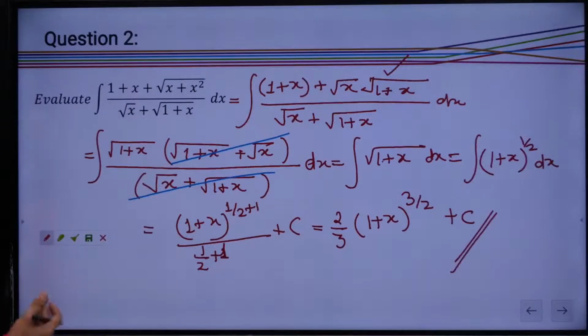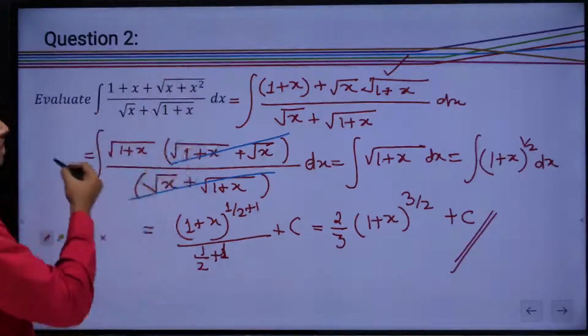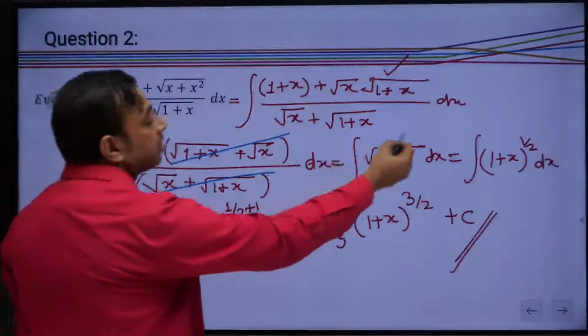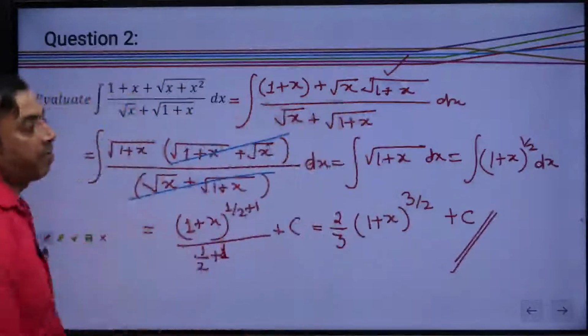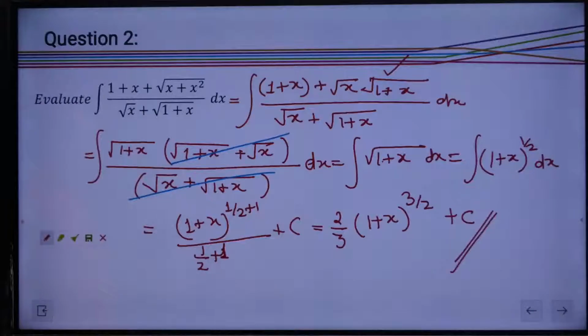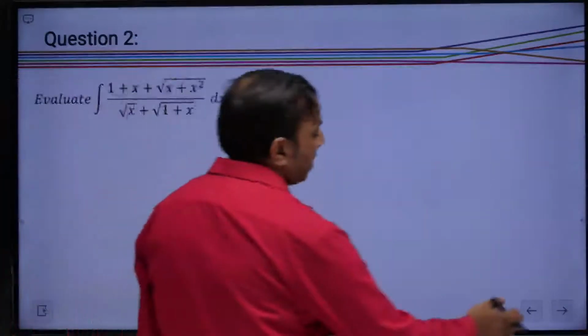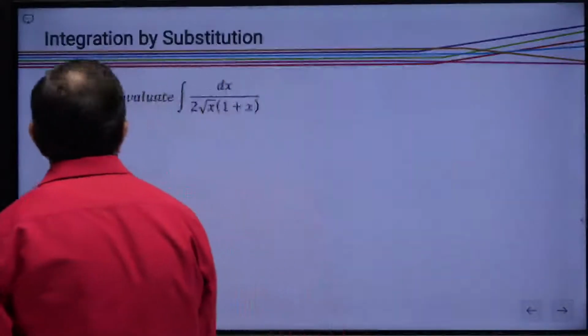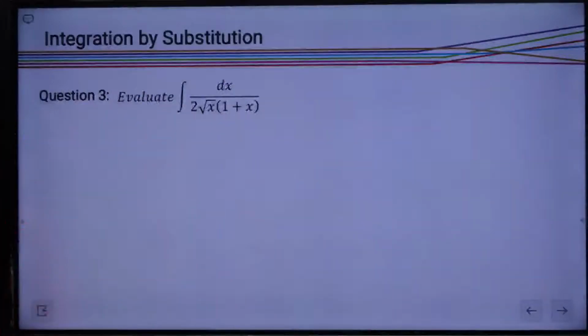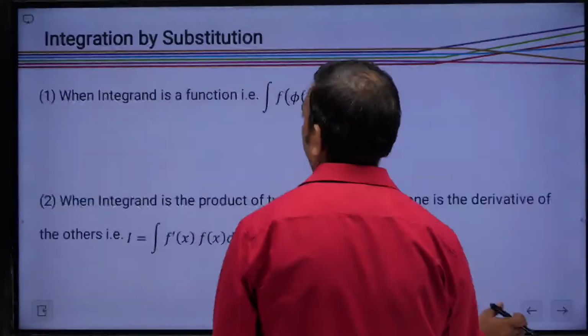So by using some simple arithmetic, we have just simplified the integrand into a simpler form, and now we can apply a direct formula on it. Okay, so this is how we can proceed for this situation. Now if we talk about another problem we are taking, the integration of dx divided by 2 square root of x into 1 plus x.